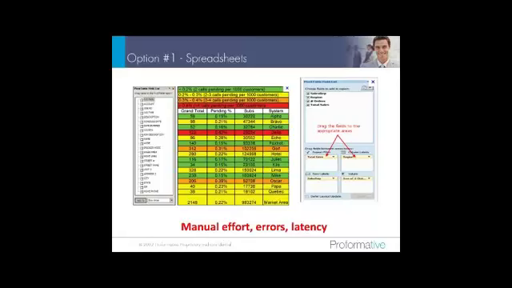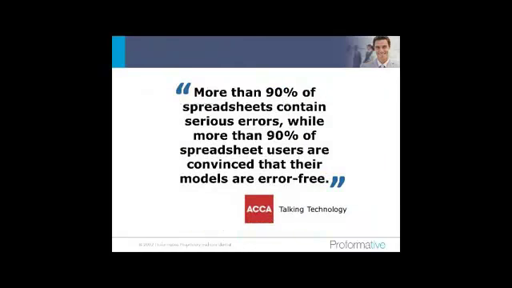The other option is, and not that we can all get rid of our Excel because we love our Excel. We can't. But at the same time, the fact of the matter is that according to ACCA, more than 90% of spreadsheets contain serious errors. This is what they're saying. But we can't get rid of them because we all love them. What is interesting is that 90% of us are convinced that our Excel models are accurate.